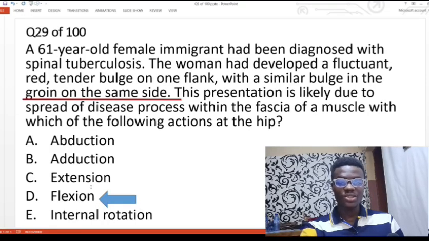Extension of the hip is majorly by the gluteus maximus. Internal rotation is majorly by the adductor muscles, and also the gluteus medius and the gluteus minimus help in internal rotation of the hip. So the correct answer is the flexion of the hip joint, which is as a result of spread of disease within the fascia of the iliopsoas muscle.